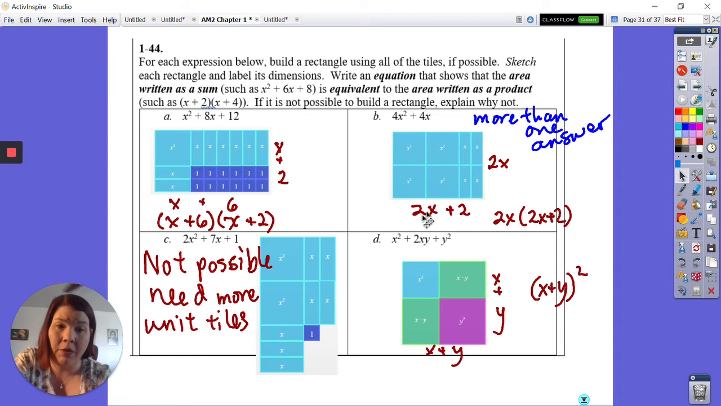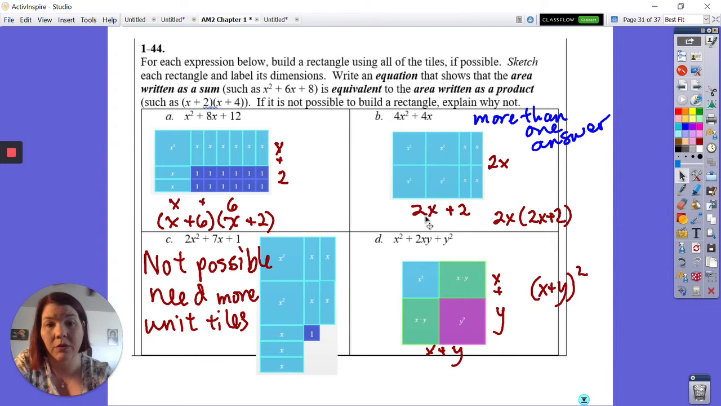There's more than one right answer for B. This is the one I chose because it fit nicer on my screen. So I have 2x times 2x plus 2. I could have x times 4x plus 4. I could have 4 times x plus 1. So there's lots of different right answers on this one, just so you know. So don't worry about it if you have a different answer. I think that last one is wrong. It's 4x. So 4x times x plus 1. So there's lots of different correct answers. It's just a matter of finding the one that works for you.